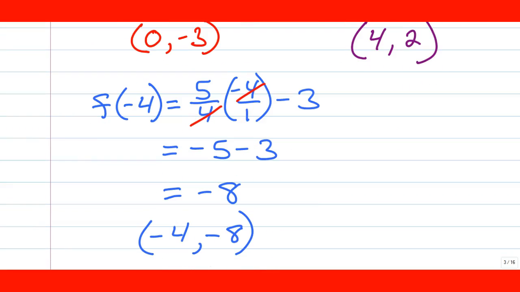On the third one, I'm going to use the 4 again, but this time I'm going to use a negative 4. This time, plugging it in, when I clear the 4's, the negative stays, so I end up with a 5 times a negative 1 over 1, which creates a negative 5. So negative 5 minus 3, or negative 5 plus negative 3, creates a negative 8. So my ordered pair is negative 4, negative 8.